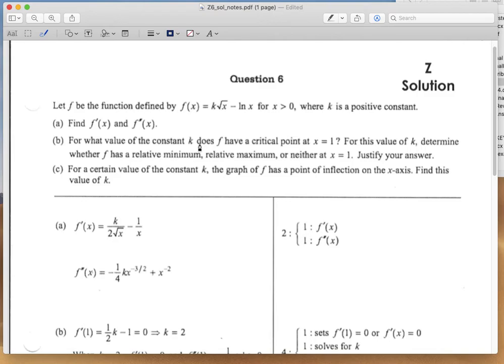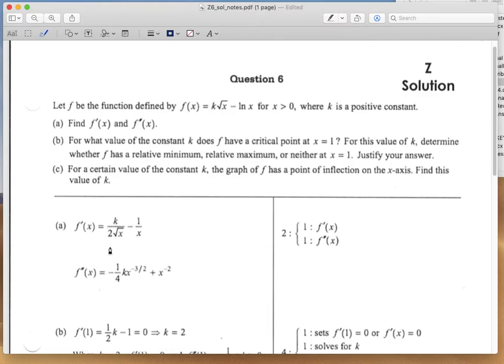Fortunately, taking the derivative with a constant involved is easy. The derivative of a constant times a function is a constant times the derivative of the function, so for this term, that k just sticks with it. I just take k times the derivative of the square root of x. I might think of the square root of x as x to the 1/2 power. And then, of course, I need to know the derivative of ln x. Well, the derivative of that is 1 over x. So there's the first derivative.